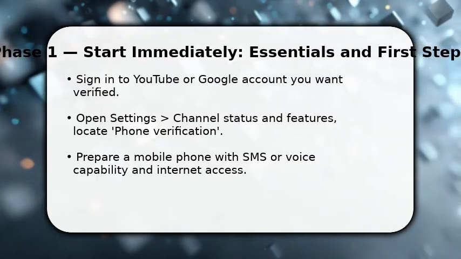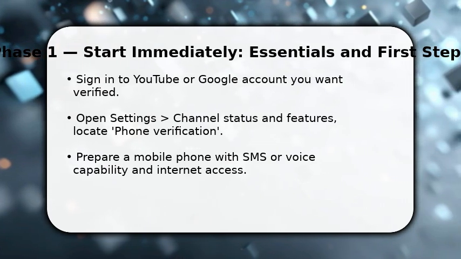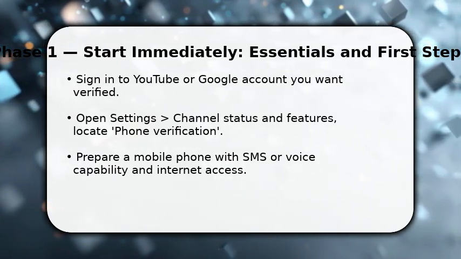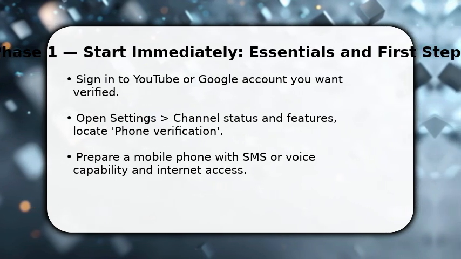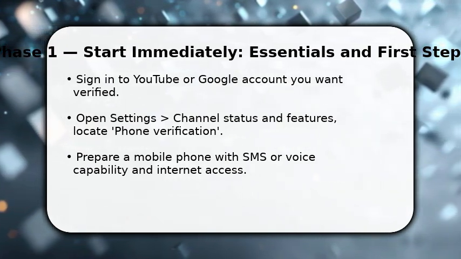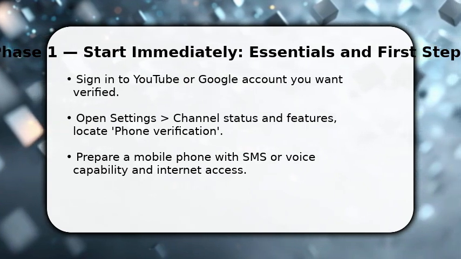You begin by signing into the exact YouTube or Google account you want to verify. Once signed in, go to Settings, then Channel Status and Features, and find Phone Verification. This directs you to the phone entry form.